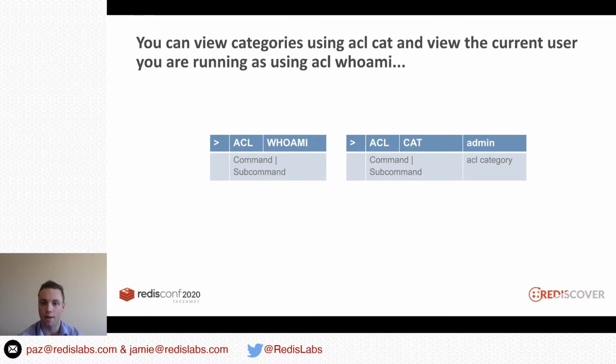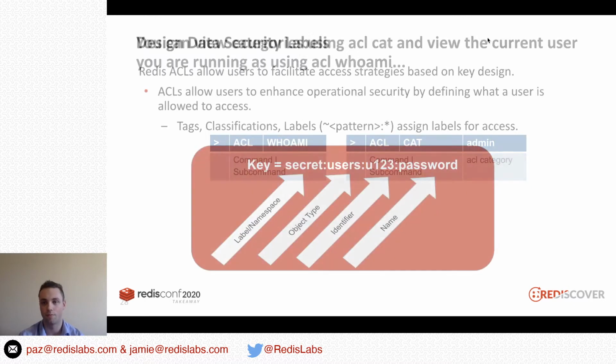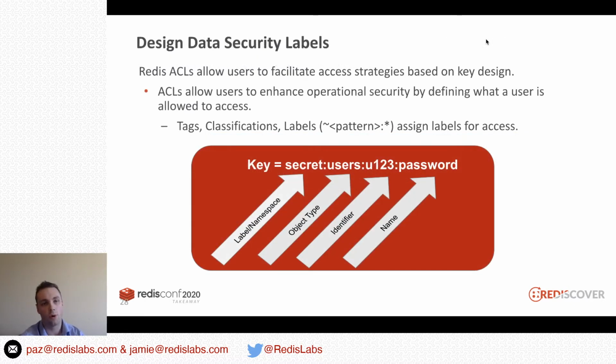If you use ACL CAT, you can see a list of all command categories, or you can go deep into a category and see all of the commands assigned to it. And one important thing to note is how you implement key restrictions. The best practice to do this and really help you scale is to design data security labels. Redis access control lists allow a user to facilitate access strategies based on this key design.